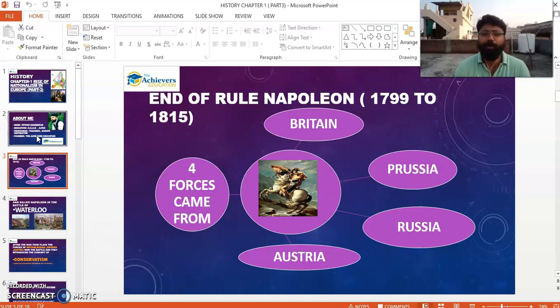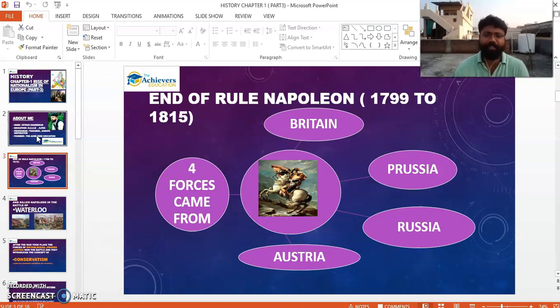Now we'll be talking about the end of the rule of Napoleon. Let us see how the rule of Napoleon came to an end. When Napoleon was ruling till 1815, there were some groups from Britain, Prussia, Russia, and Austria who were not quite happy with his rule, and they did not like his ideas. Therefore, they all got together and decided to collectively attack Napoleon and end his rule.